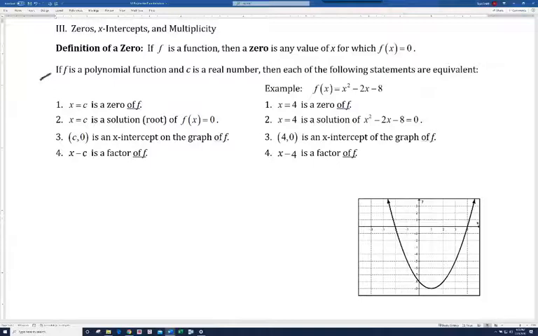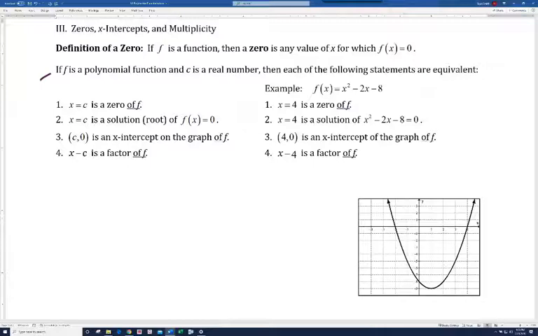Next here it says, if f is a polynomial function and c is a real number, then each of the following statements are equivalent. Now I just want to make it clear, we've talked about what a zero is before here. I just wanted to make sure you're clear on what a zero is. And now we're going to see how these four statements really all tie together. And this is really important that you understand when you're working with polynomials.